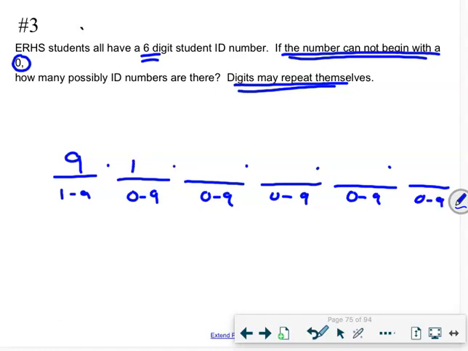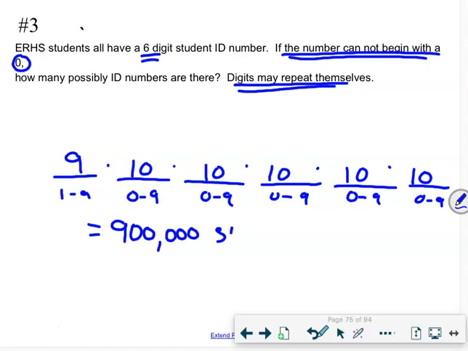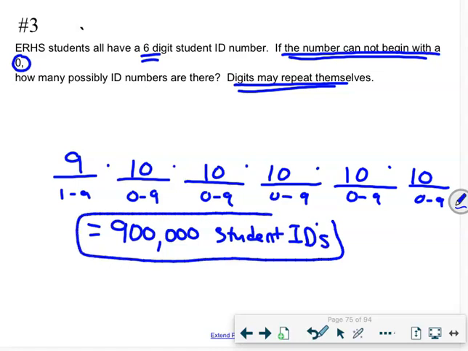So the first one has 9 possibilities. The rest of them have 10 options. A student ID can repeat a bunch of numbers. So if you punch all that in, you get 900,000. That's how many student IDs are possible if you can't start a student ID with a 0.